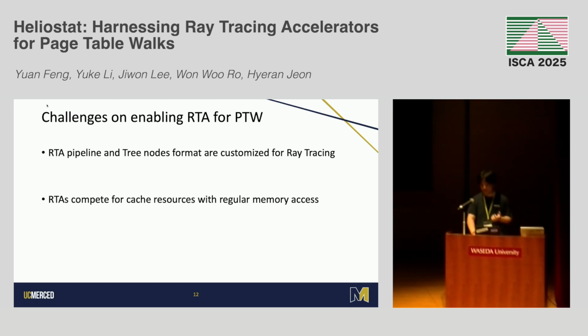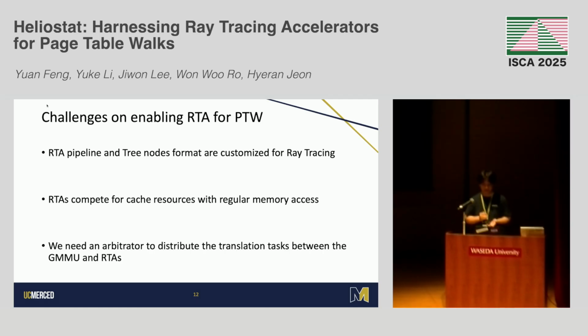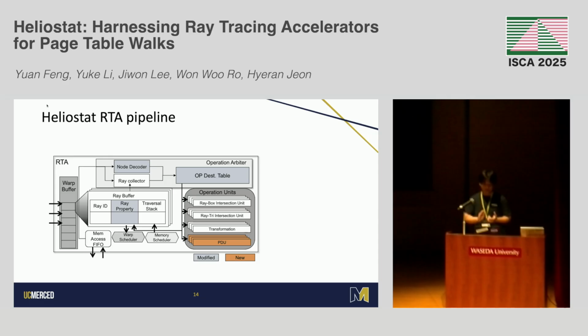Secondly, since the RTA is a functional unit of the CU, just like a tensor core, it can compete for cache resources with regular memory transactions. And thirdly, it is not always optimal to always delegate the page translation to the RTA and leave the GMMU idle. We need an arbiter to distribute the translation tasks. Let's start with the first problem.